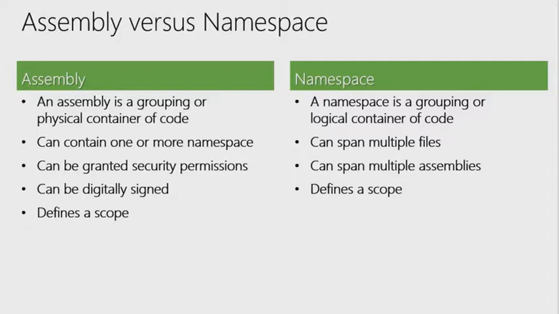Could we also have multiple namespaces within a single assembly? Right. Just like a namespace can be across assemblies, a single assembly can hold any number of namespaces, because a namespace is such a simple little container. It has no functionality. Just a grouping is all that it really is.